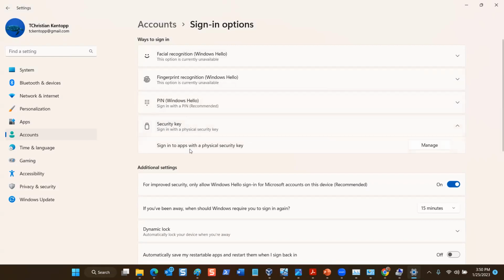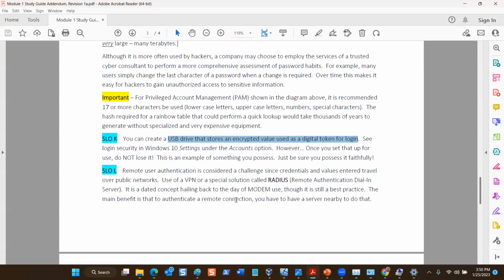You can basically manage which apps require a security key, and you can create a security key. So you have to have the USB plugged in order to use an app. That's really cool. Those are things that are available now. So my question is, why aren't we using more of this then? Right?